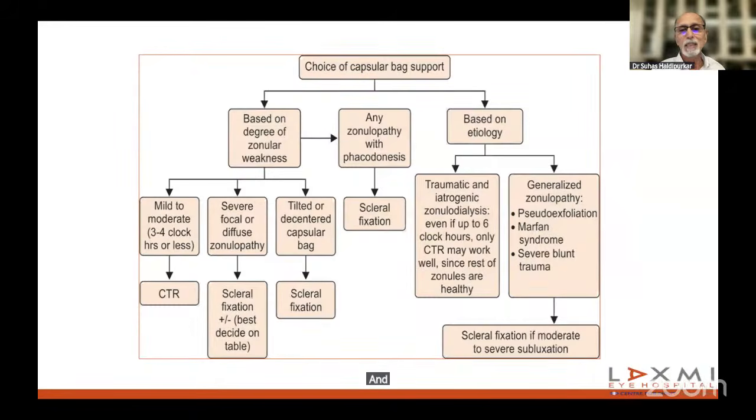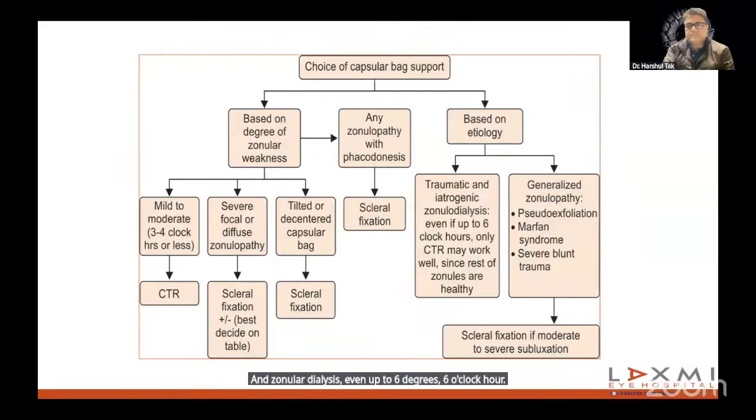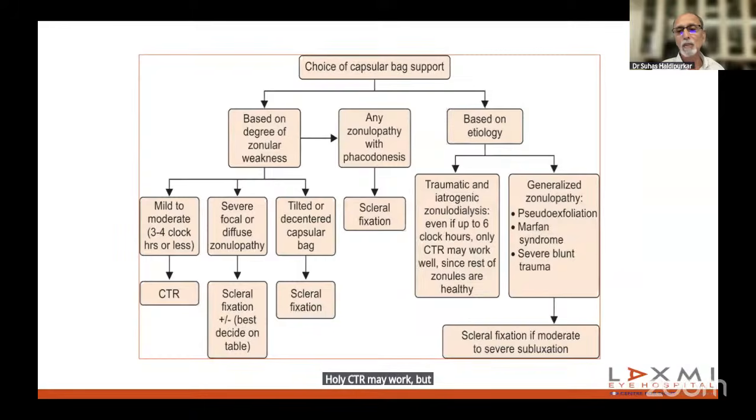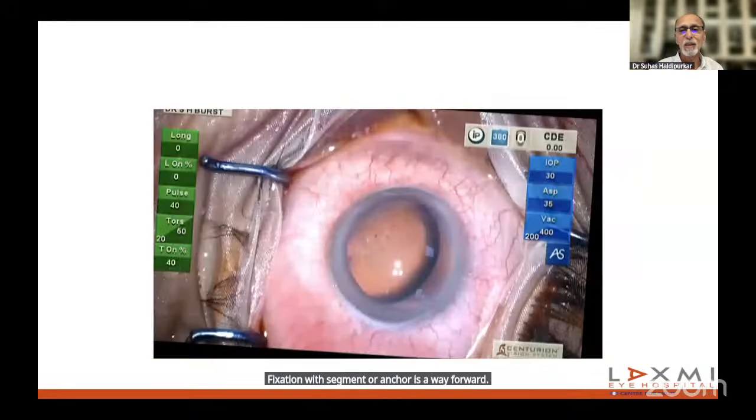Another classification would be based on etiology. If it's traumatic or iatrogenic, and zonular dialysis even up to 6 clock hours, only CTR may work. But if it's a generalized zonulopathy, then fixation with a segment or anchor is the way forward.